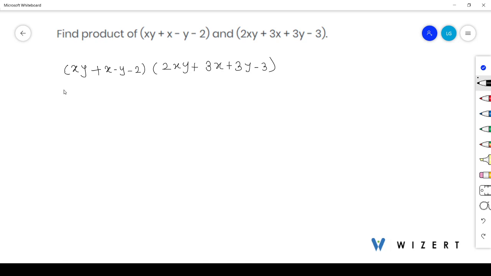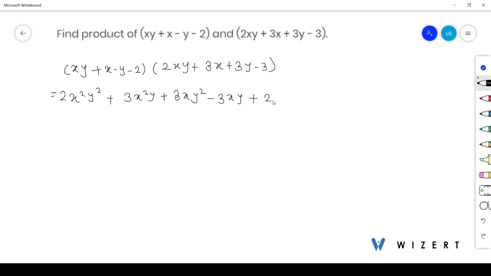Now firstly multiply xy with the bracket. So it will be 2x square y square plus 3x square y plus 3xy square minus 3xy. Now multiply with x.